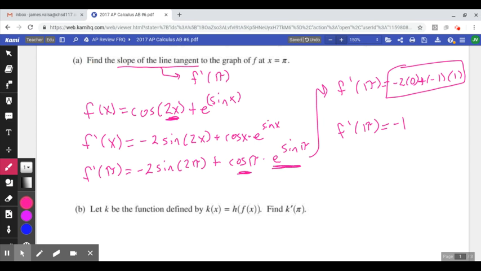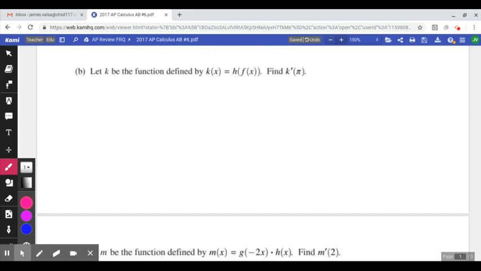How are the points going to stack up for this? You're going to get 2 points basically for that answer, the numerical equivalent of negative 1. So that could be this expression, or right here, you could just write negative 1 down. 2 points for that. This one's a two-parter. Let's move on to part B.